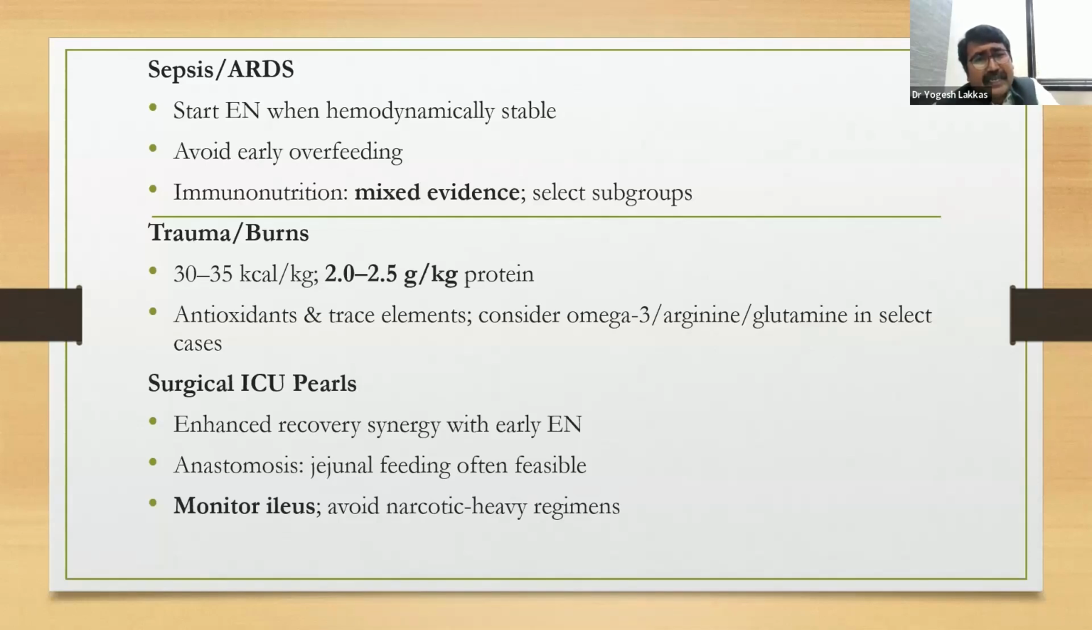Surgical ICU: enhanced recovery synergy with the early enteral nutrition. Anastomosis, jejunal feeding often feasible. Monitor ileus, this is one of the common problems, like with hypokalemia that can happen in the ICU. Avoid narcotic heavy regimens. Always, all these pillars will be playing in the ICU for the better outcome of the patients.